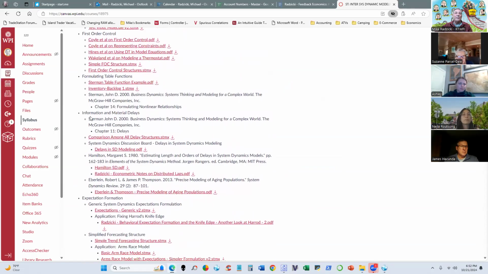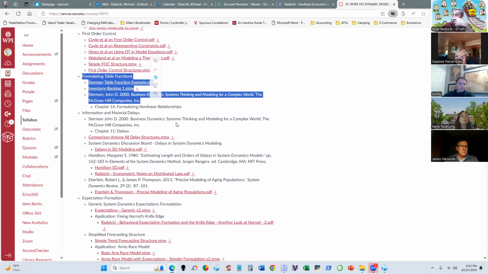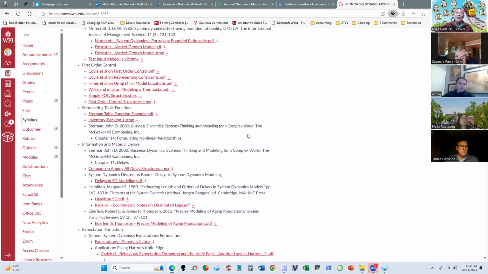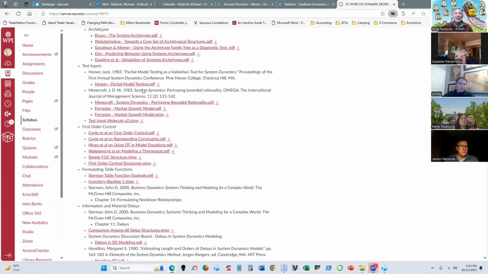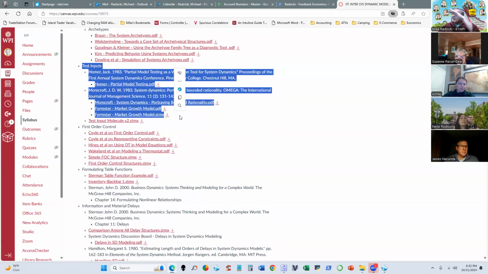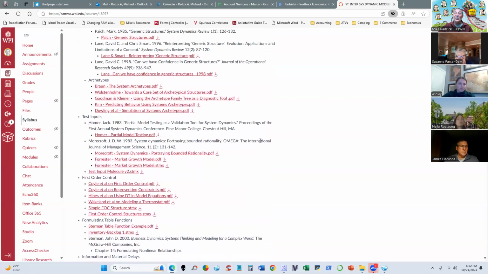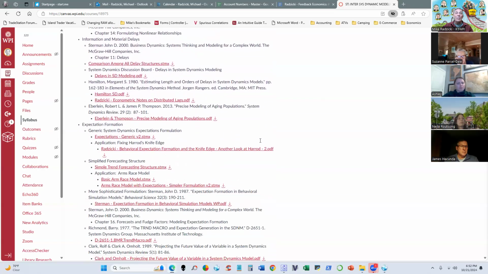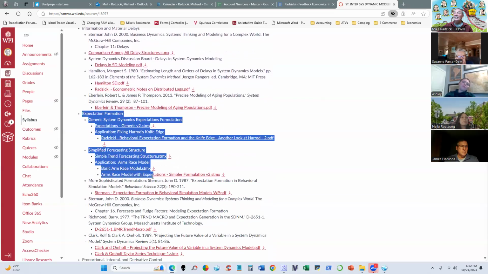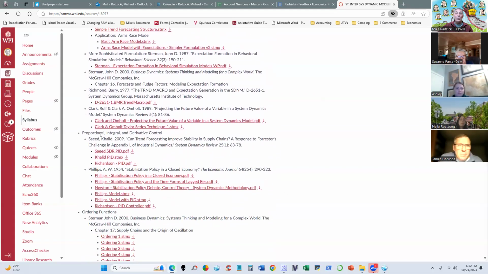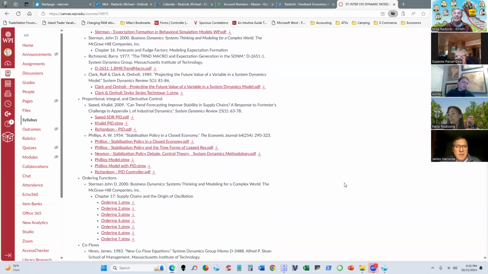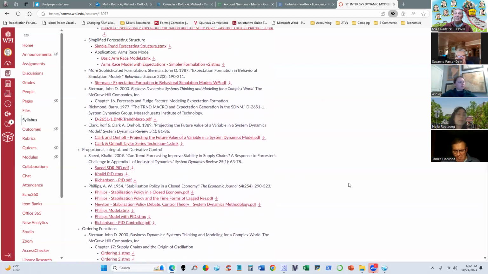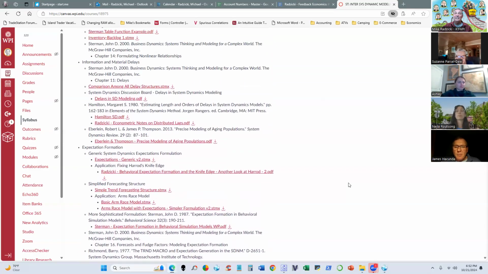Let me give you a hint. So the table functions were just in this structure, right? First order control was in this structure. Test inputs were in that structure. We did a step function. So that was all used. Expectations were in there. The simple one, adaptive expectations, we use that. Proportional control was in there. We use that. And now we're down here. What's the only thing that is not in there but could be in there of all these areas? What didn't I highlight?